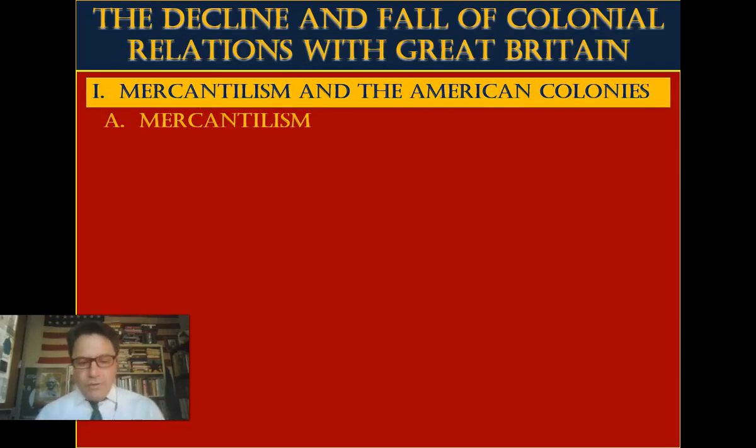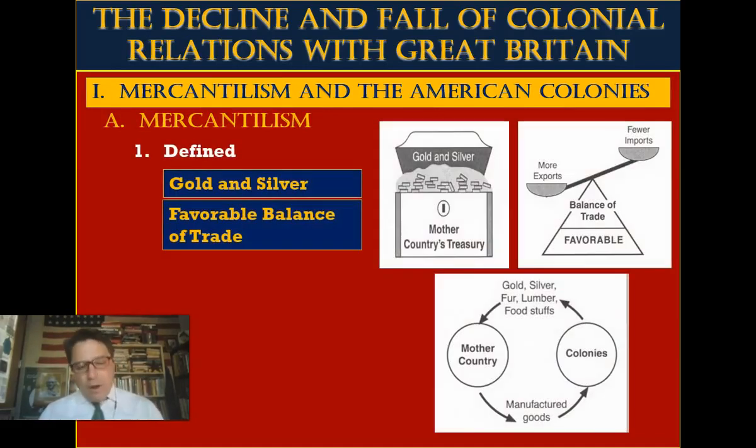So the first thing we need to address is mercantilism and how it influenced the development of the English colonies in America. But what, you ask, is mercantilism? Well, for our own purposes, we can define mercantilism as a system whereby a country's economic power is determined by the amount of money, specifically gold and silver, that a country is able to amass.